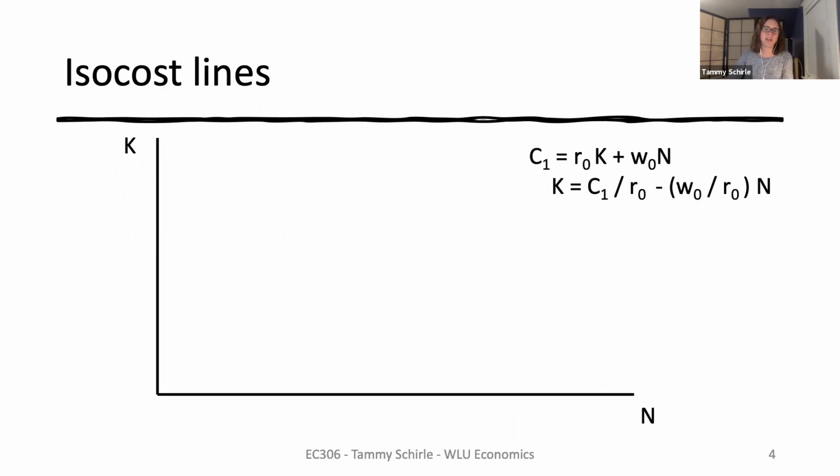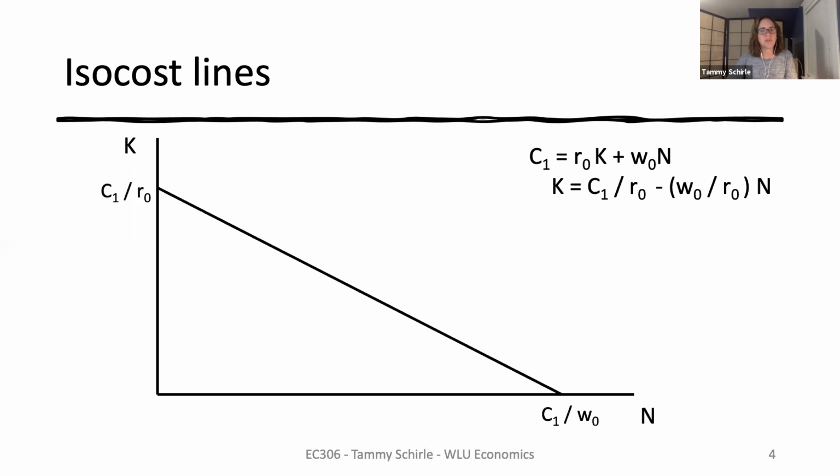To map this into a diagram, we can start with isocost lines. Each line will describe the combination of inputs K and N that cost the same amount to employ. Consider a total cost level C1. With prices given at R0 and W0, the isocost line presented here shows all the combinations of K and N that could be used with the same total cost C1 in mind.